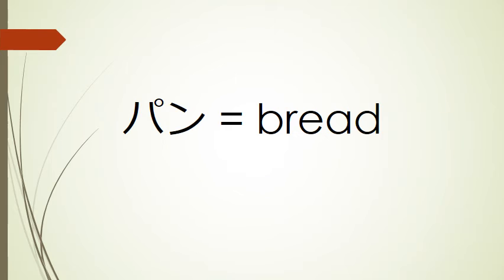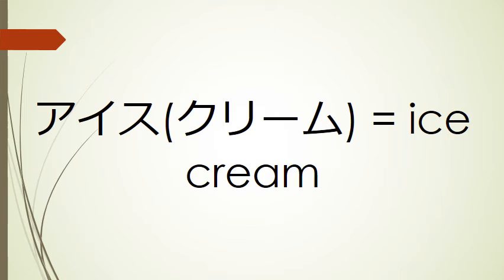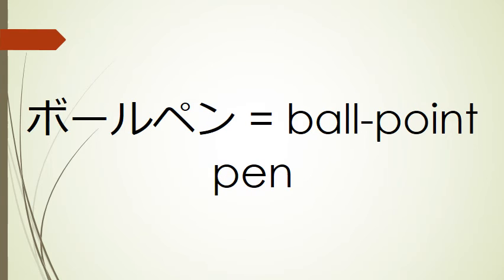Pan means bread, and those of you who have taken Spanish before would know that pan is the Spanish word for bread. And yes, this is a Spanish loan word in Japanese. Aisu, or aisukurimu, means ice cream. And our last word, boru pen, means ballpoint pen.